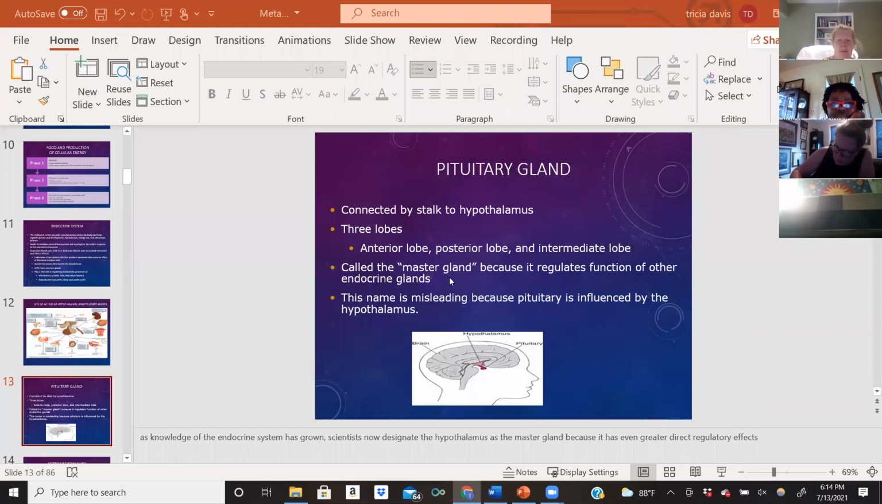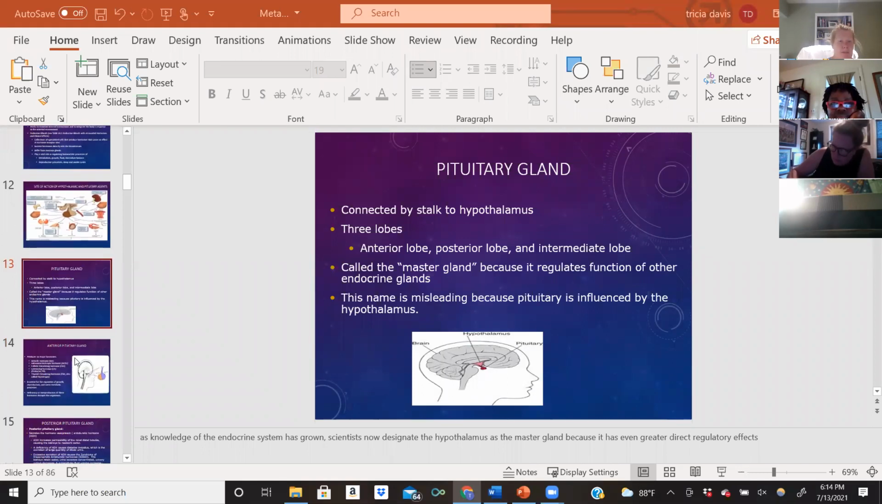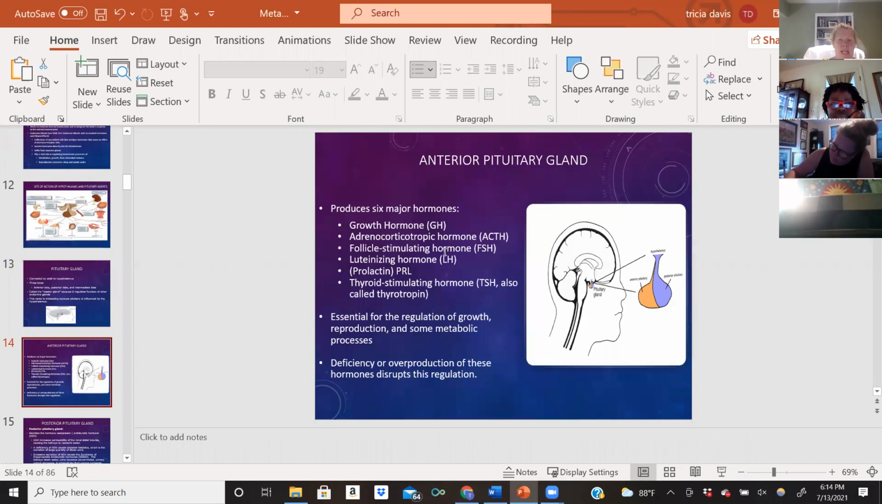So the anterior pituitary gland, which is right here, produces 6 major hormones. So our growth hormone, our adrenocorticotropic hormone, our follicle stimulating hormone, our luteinizing hormone, prolactin, and then thyroid stimulating hormone, also known as TSH. They also call it in your book thyrotropin. So we're going to be talking a lot about that.